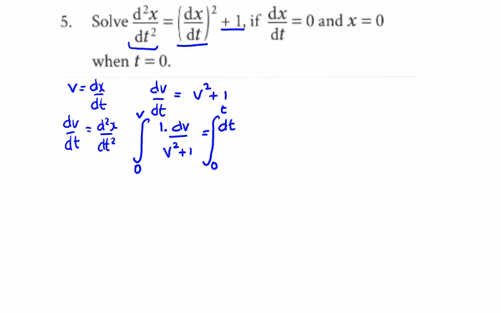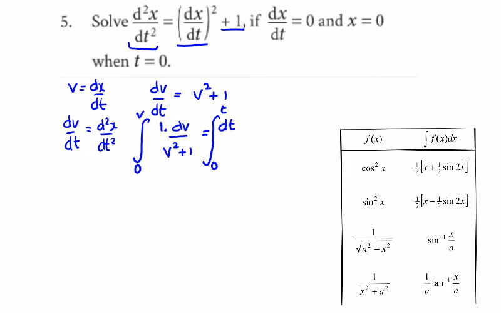So when we're integrating 1 over a squared plus x squared, this is what we have here, our 1 over v squared plus 1. So we have 1 over a by the inverse tan of x over a. So this is going to become 1 over 1 by the inverse tan of x, which is v, over a, which is 1. So this is just going to become the inverse tan of v between v and 0.